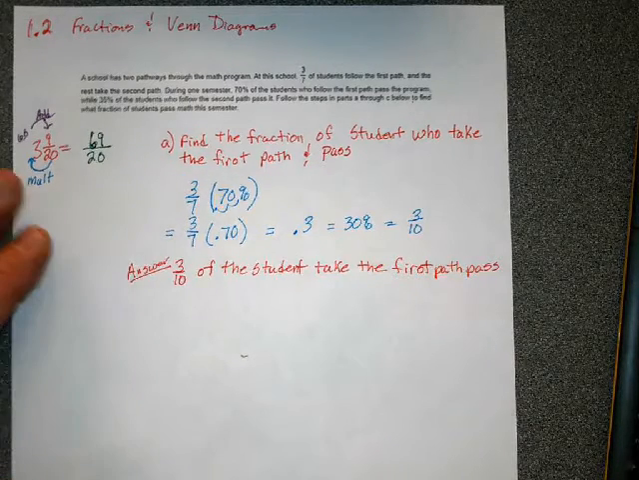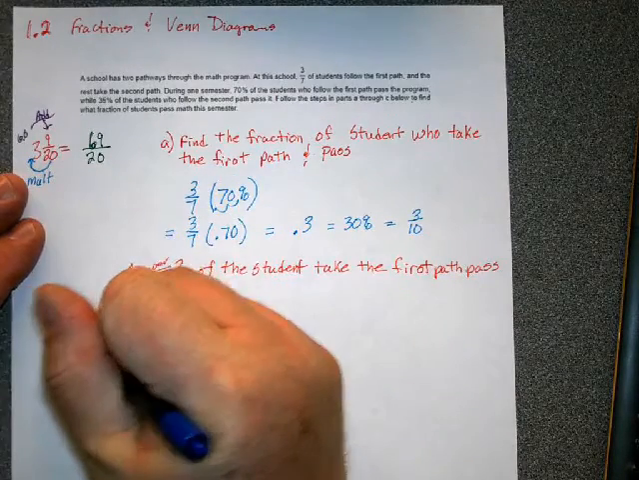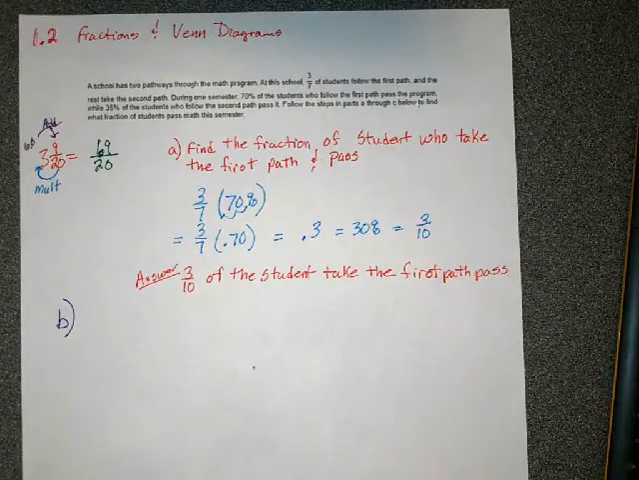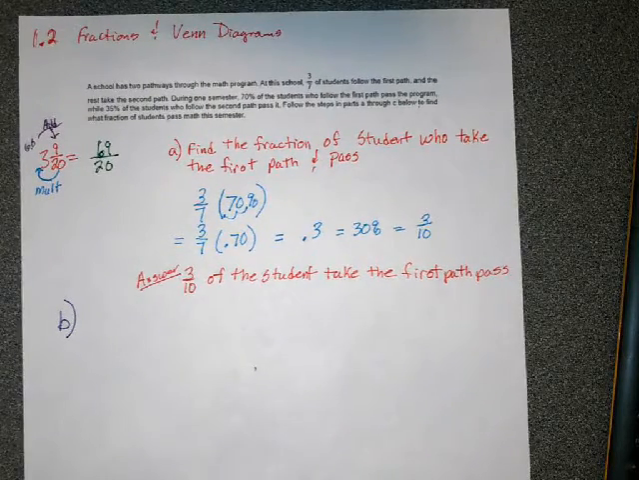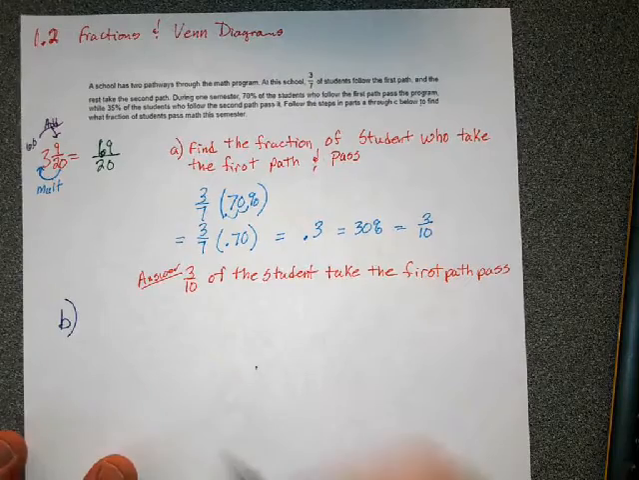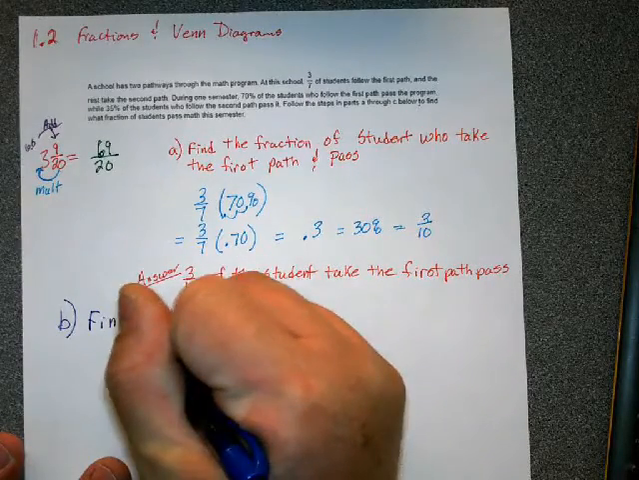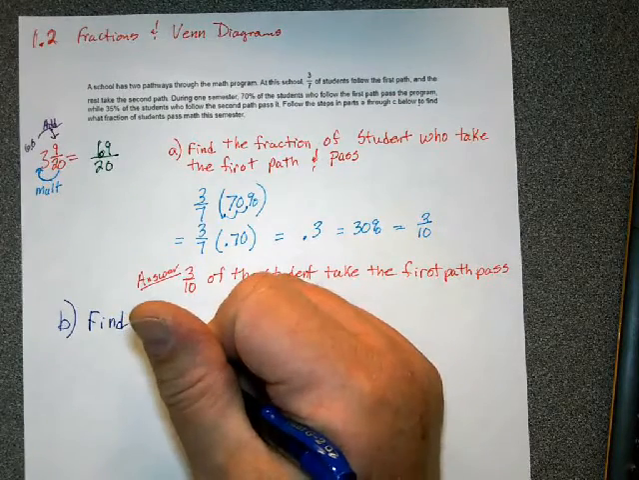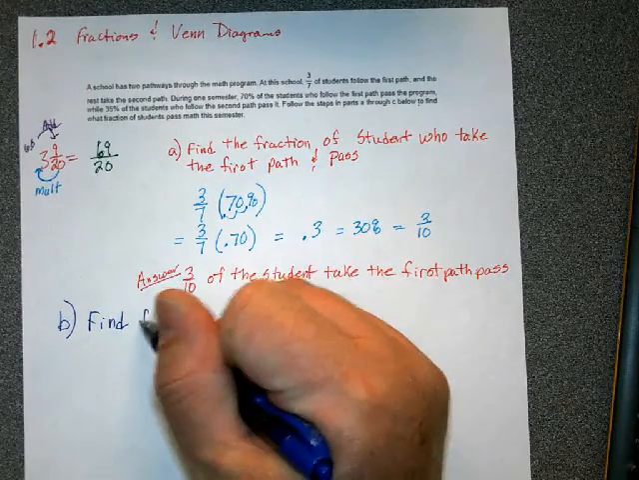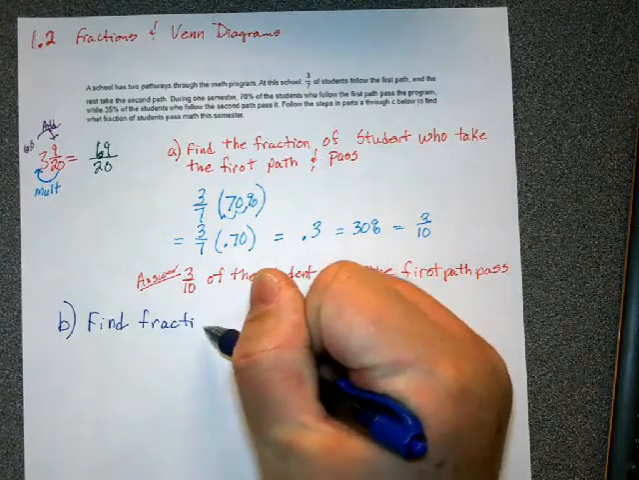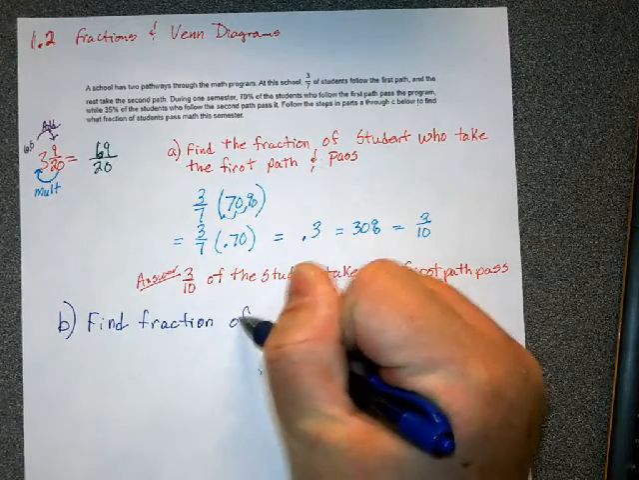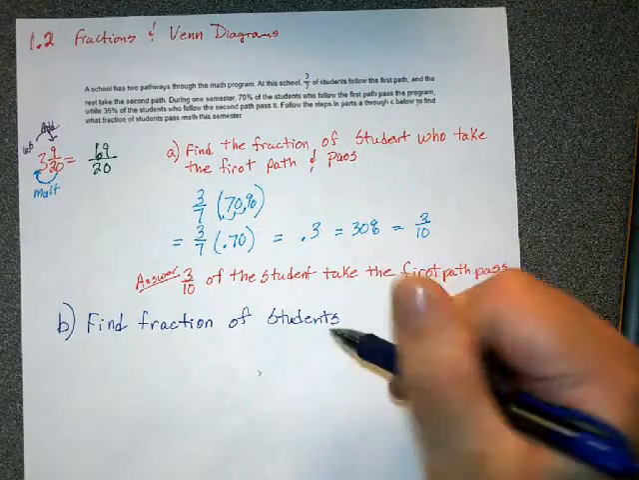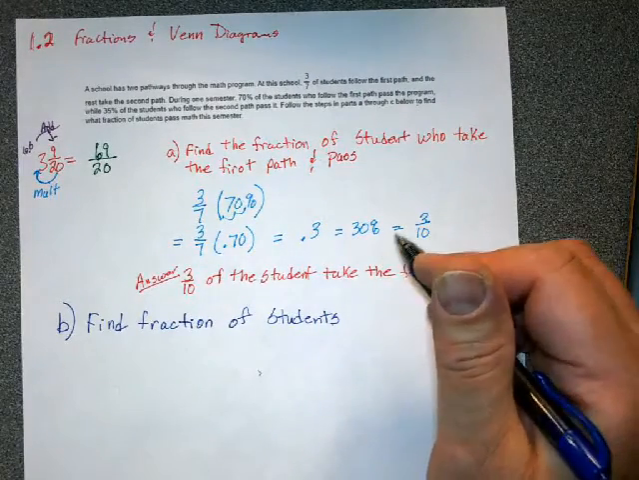B. I think it's Friday. B. It's only Tuesday, right? Yeah. Unfortunately. Okay. B. Find the fraction of students who take the second path and pass.